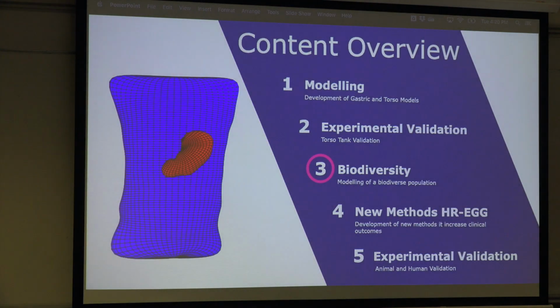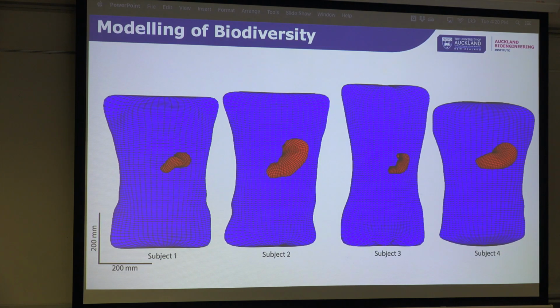And so that brings us into the next question, biodiversity. How do we model a biodiverse population? So for this study, I investigated four different subjects based on human CT scans. We made the stomach models based on their CTs as well as their torsos, and we can see here just how different the biodiversity is. Obviously the torso shape is different, but the relative scale and positioning of that stomach is drastically different between each person.